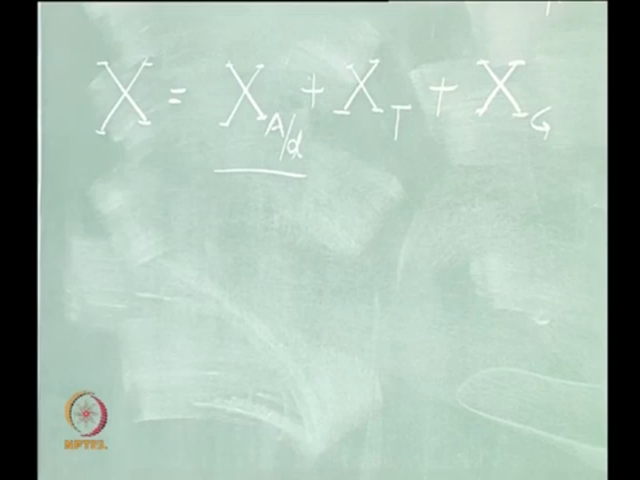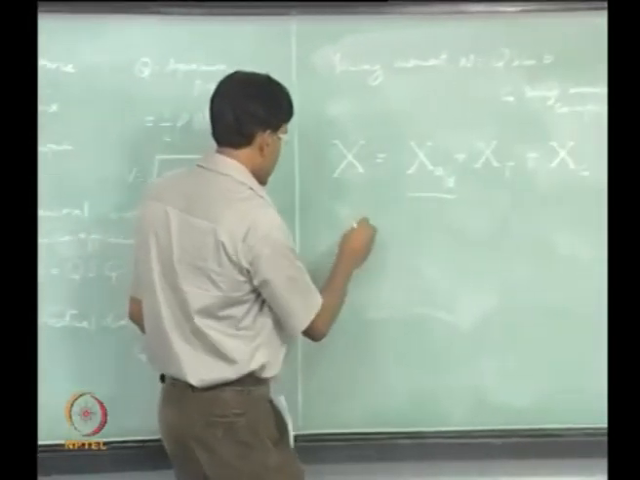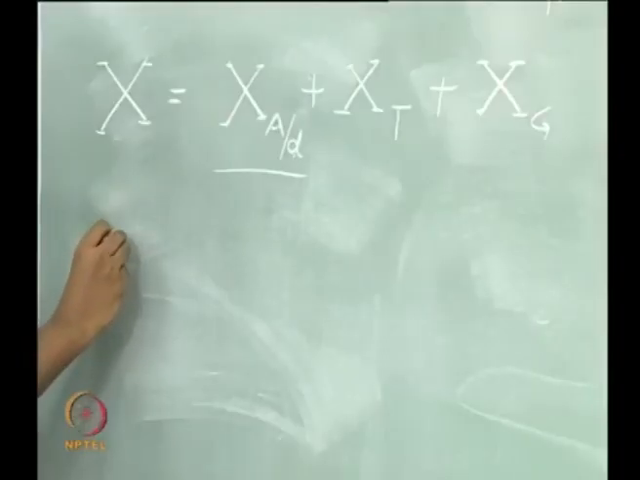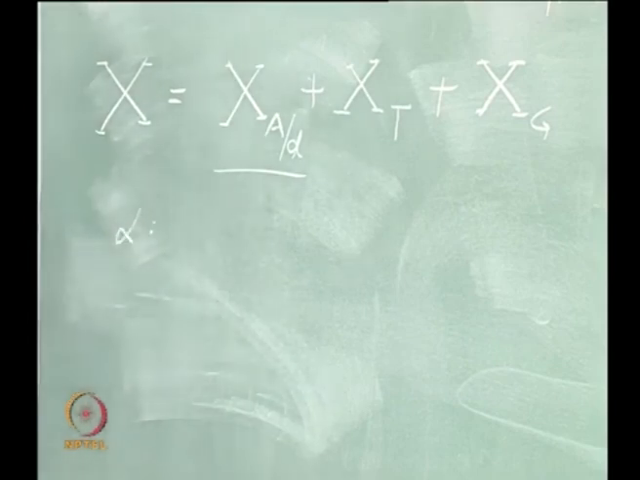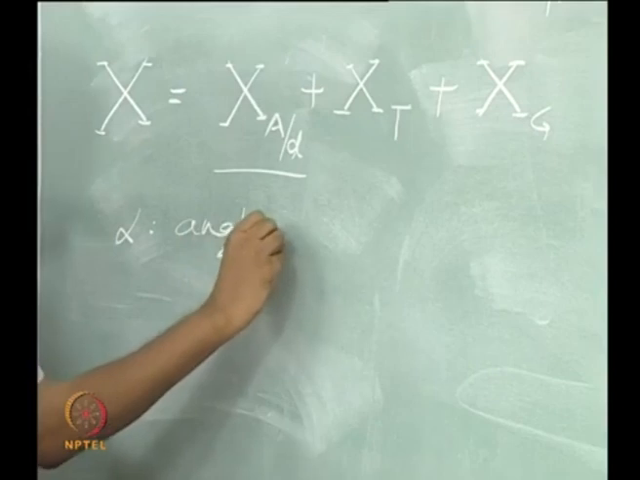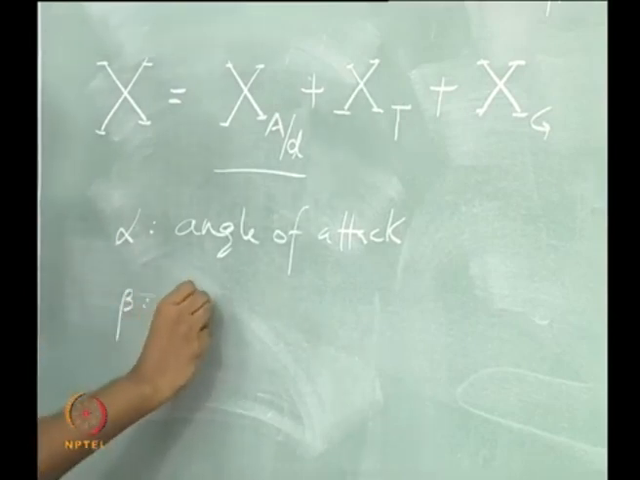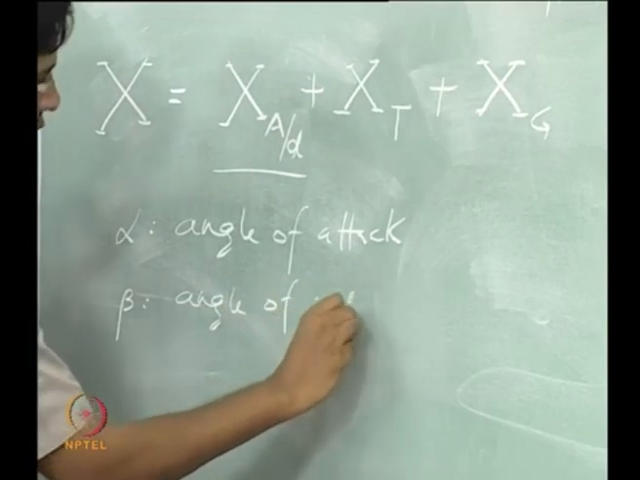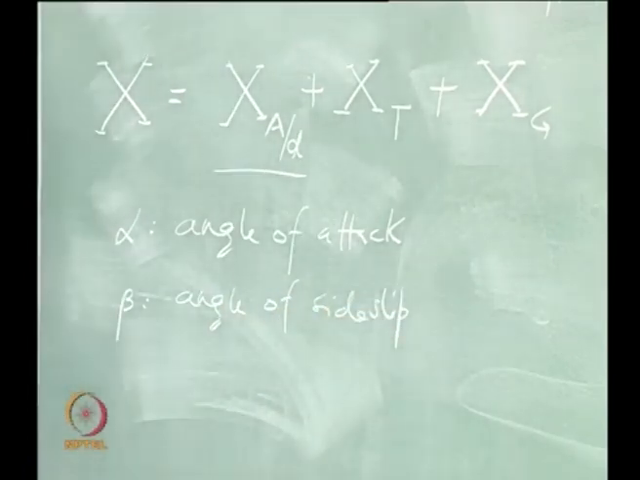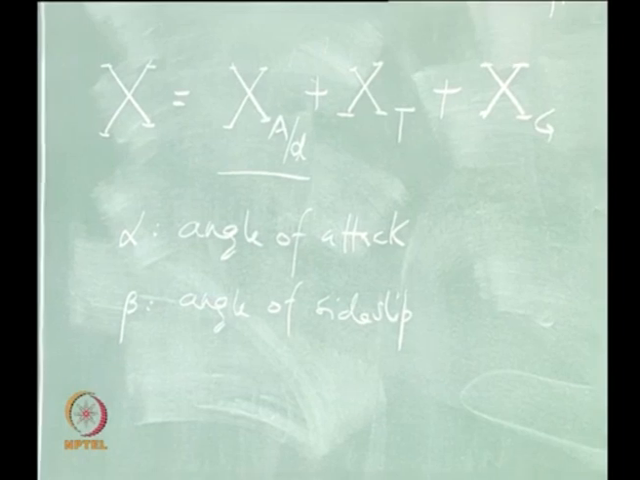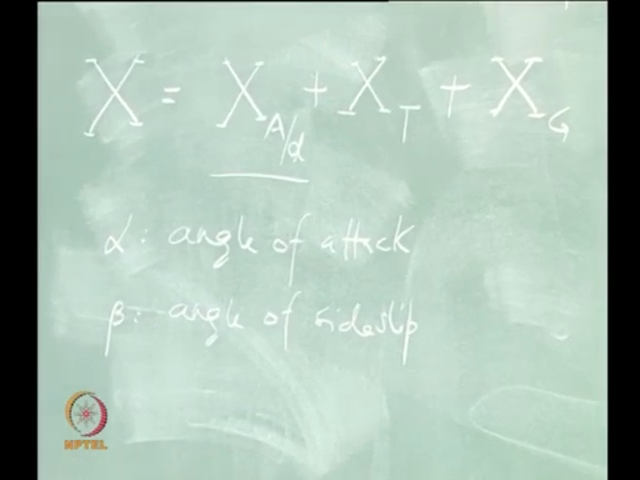This aerodynamic component, the forces and moments, are going to depend upon how the wind is oriented with respect to the aircraft. Orientation of the relative wind coming onto the aircraft is described by two angles, which are alpha, the angle of attack, and beta, which is the angle of side slip.